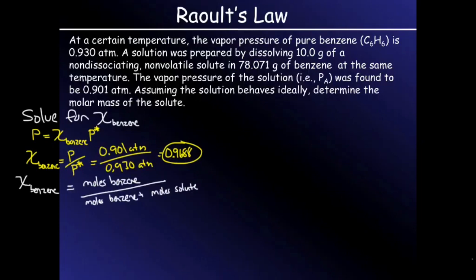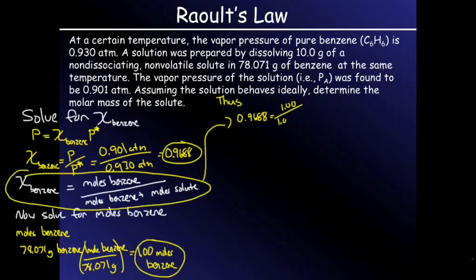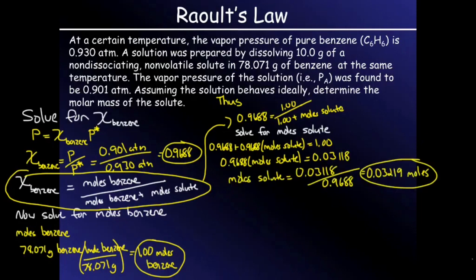So now we can solve for the moles of benzene by knowing the mass of benzene. We get exactly 1 mole of benzene. So the 0.9688, which is the mole fraction of benzene, is equal to 1 over 1 plus the moles of solute. So although moles of solute does not give us the molar mass of solute, it gets us a lot closer to calculating this value. So we'll go ahead and solve for the moles of solute, and we get 0.03219 moles of the solute.